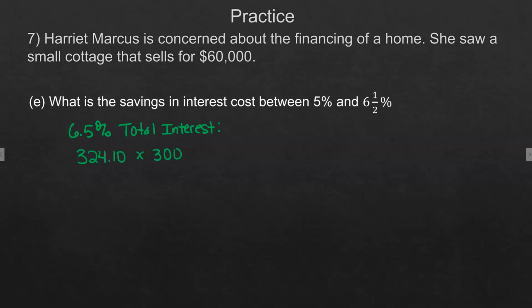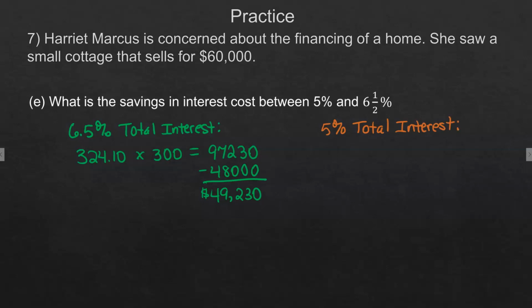There were 300 payments total for the loan. And so we calculate that and it's $97,230. We're going to subtract out the amount borrowed. And so the interest for this one was $49,230. And then we're going to calculate our 5% total interest. And that payment was $280.60 times 300.